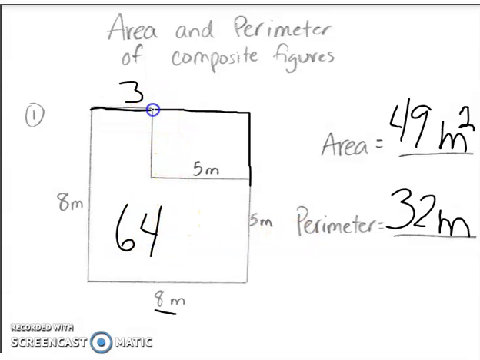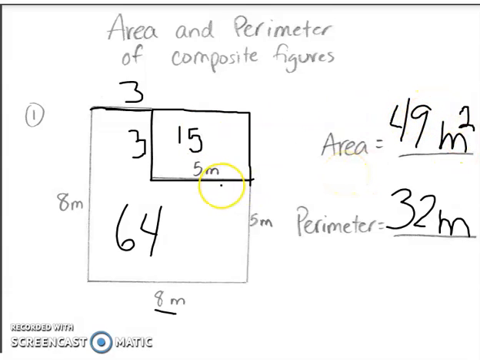Now what I would do is simply take away this rectangle that needs to be cut out. So I knew that this side was 3, and I know that side is 5. So what's 3 times 5? That would be 15. So if the whole thing would have been 64, but I have to take away these 15 that I cut out, 64 minus 15, guess what? I got the same answer, 49 meters squared.